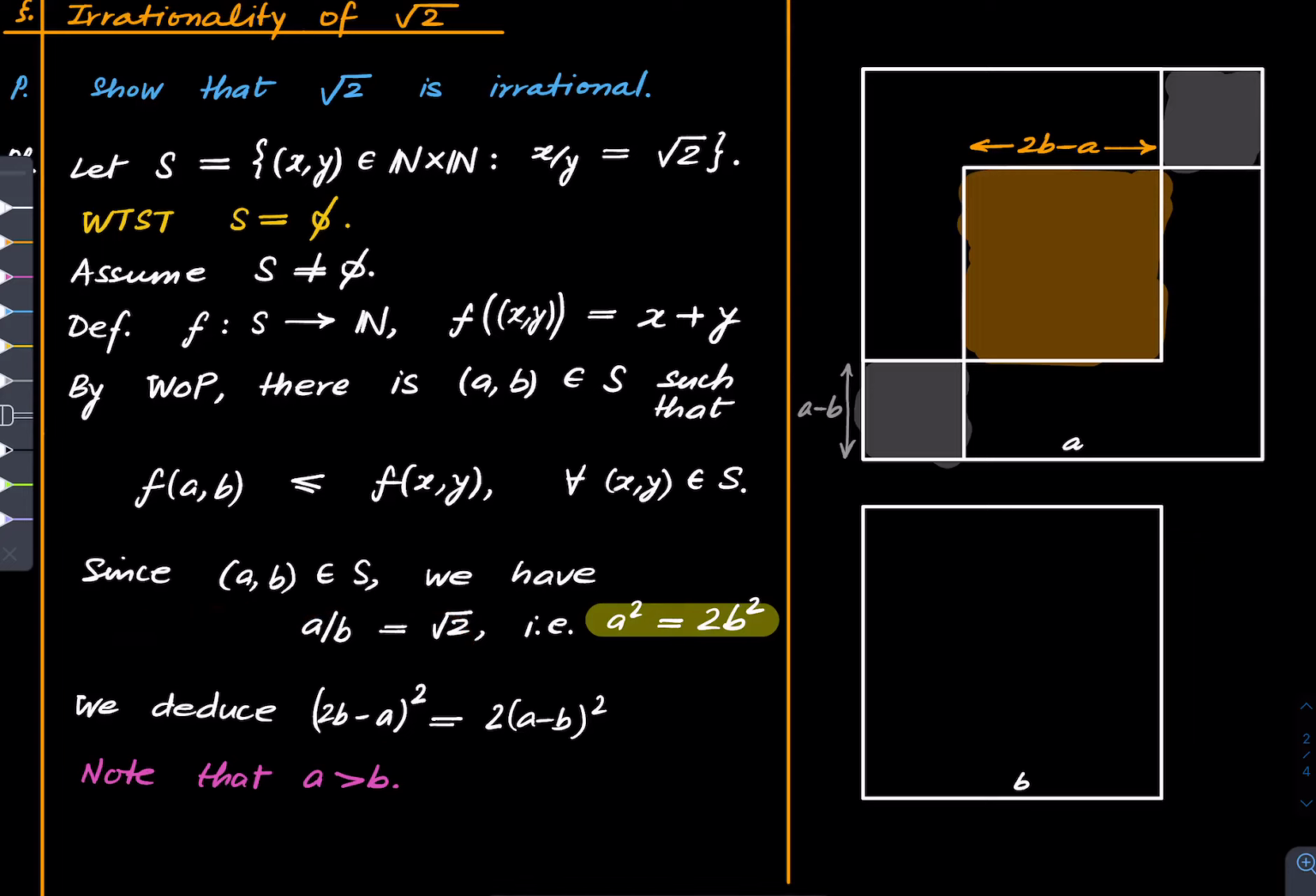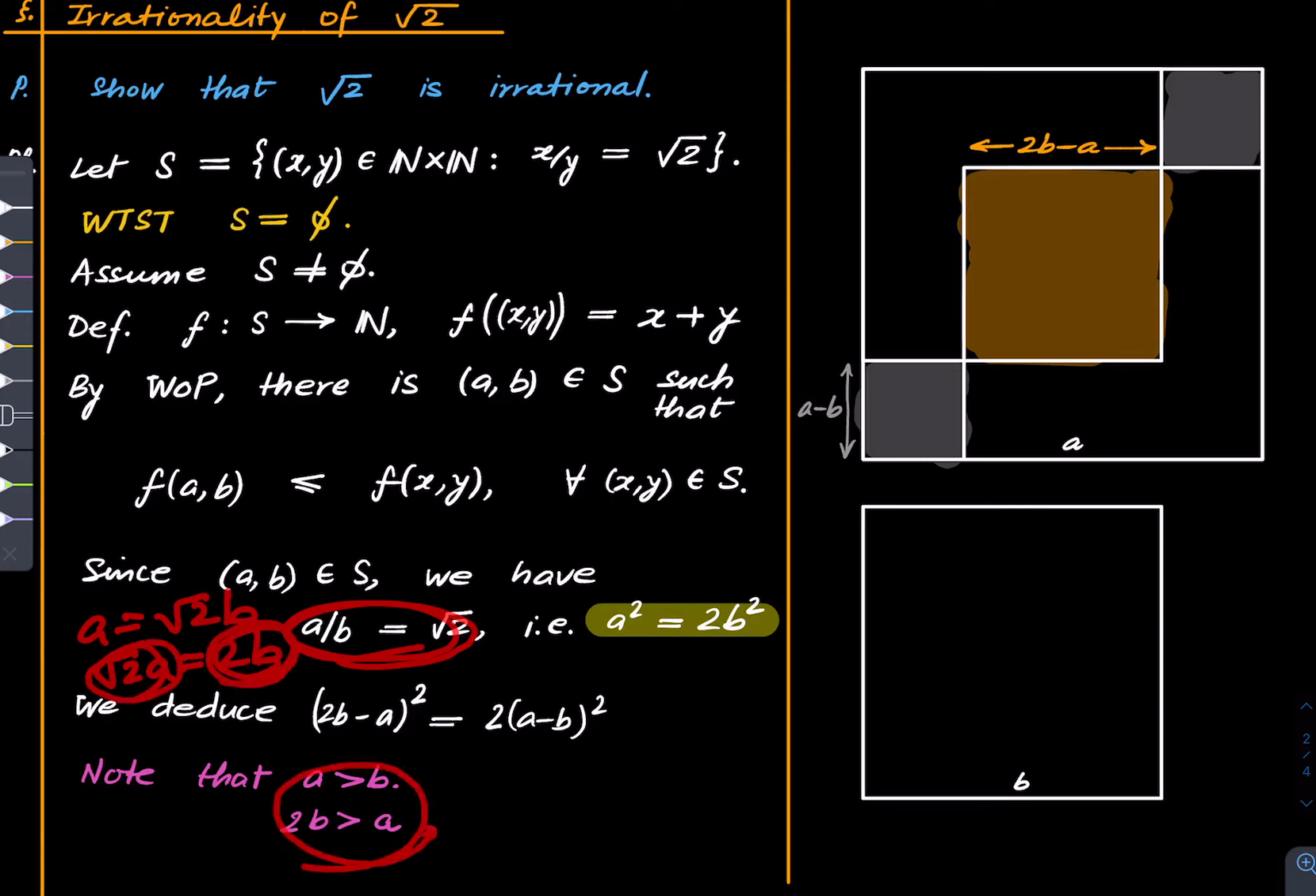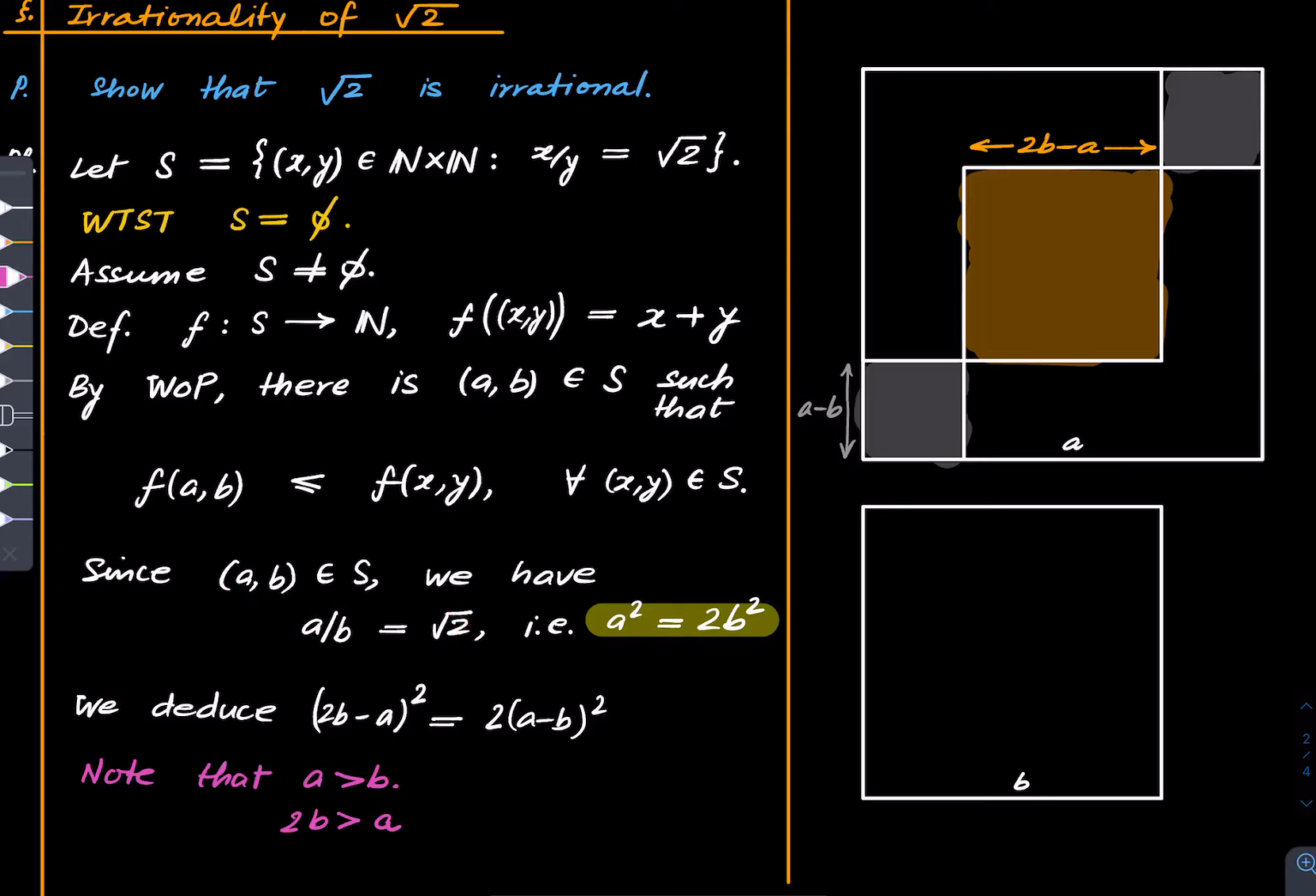And similarly, you can show that 2B is greater than A. Again, you can look at this equation again. So this says A is equal to root 2 B, which gives us that root 2 A is equal to 2B, and hence 2B is greater than A. So we have both these things, and hence these numbers are both natural. So 2B minus A is a natural number, and A minus B is also a natural number.